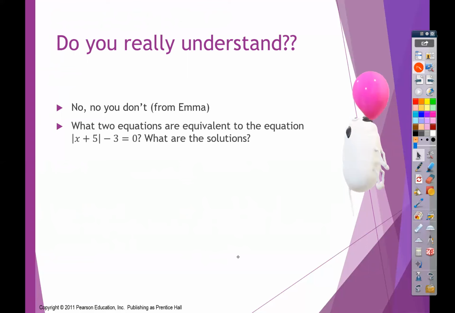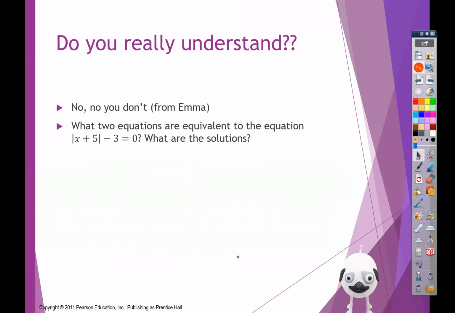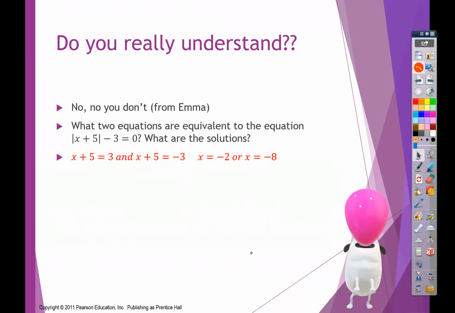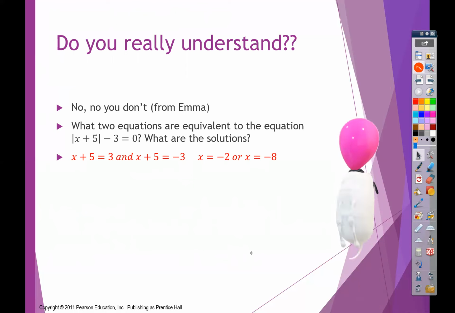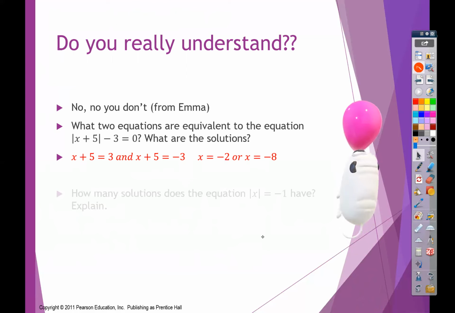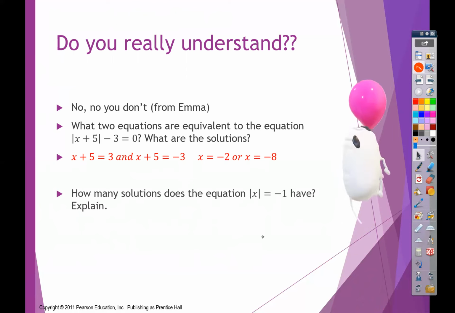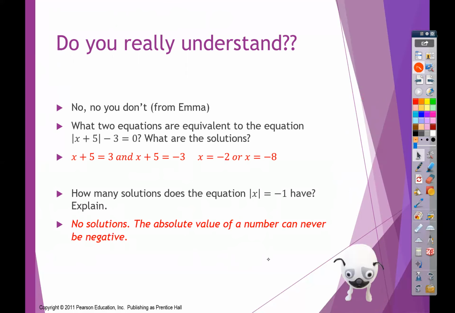What two equations are equivalent to the equation absolute value of x plus 5 minus 3 equals 0? What are the solutions? So the two equivalent equations are x plus 5 equals 3 and x plus 5 equals -3, and then -2 and -8 are the solutions. How many solutions does the equation absolute value of x equals -1 have? None, because absolute value can never ever be negative.